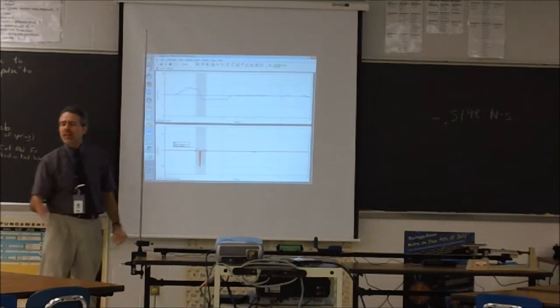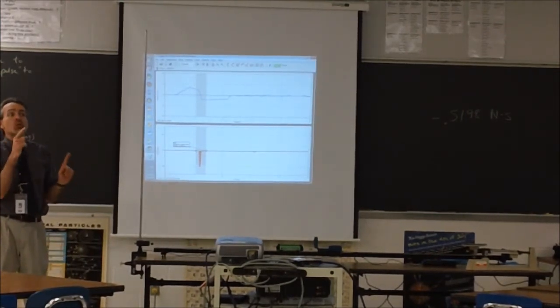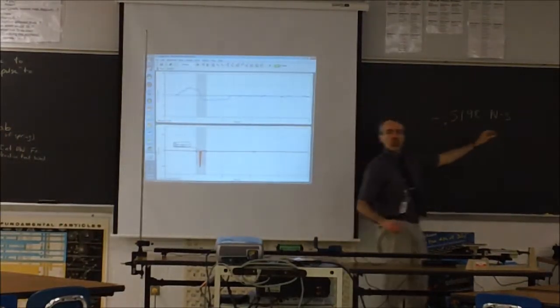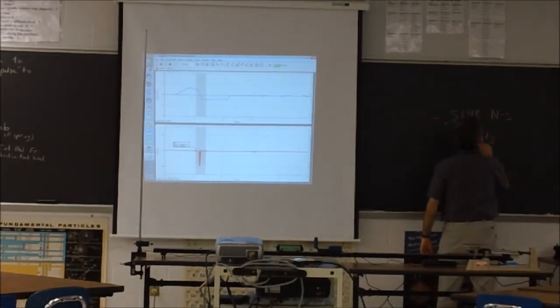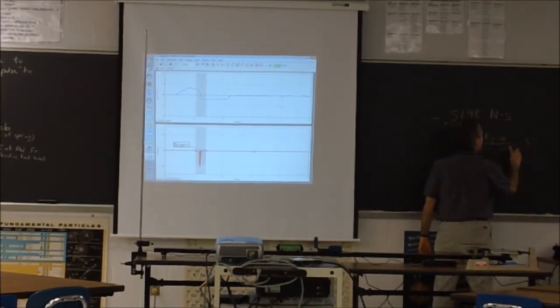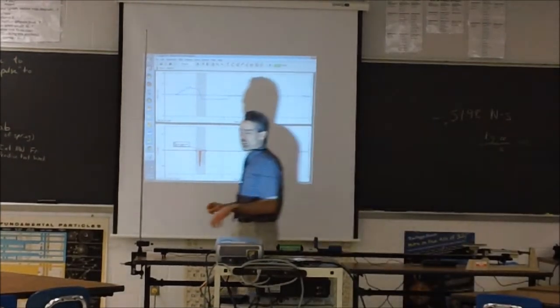Do the units seem to make sense for the area? Newtons times second. Is that energy? No. What's energy? Newtons times meters. Let's look at the units here. What is a newton? Kilograms times meters per second squared times seconds. It cancels out that second, and so I have kilograms times meters per second. That's not energy, but look at that.